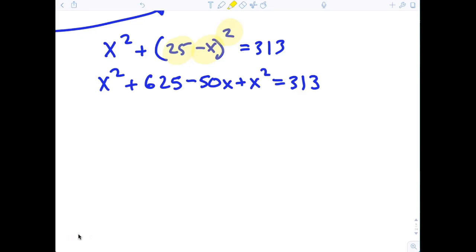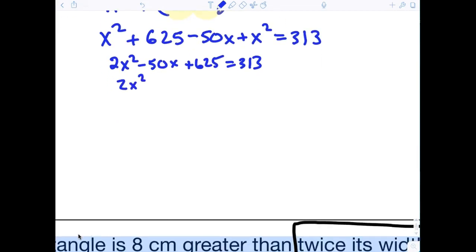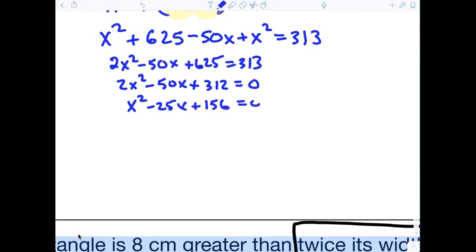All right, now you're combining like terms. When you combine like terms, you get 2x squared minus 50x plus 625 equals 313. Now you have to set it equal to 0. When you set it equal to 0, you get 2x squared minus 50x plus 312 equals 0. Now what? Divide by 2. When I divide by 2, I get x squared minus 25x plus 156 equals 0.